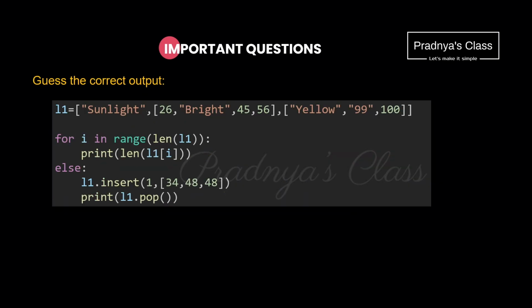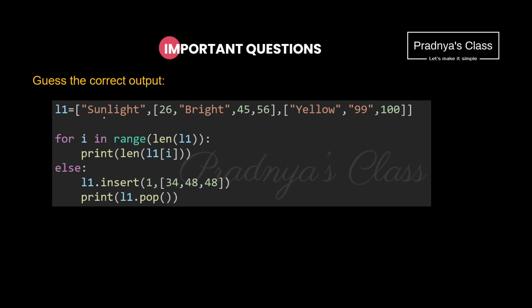It's time to move ahead to the next question. You need to guess the correct output. Pause the video and try it yourself. To solve this type of questions, I would highly recommend you to draw the dry run table. Then it will be very easy to guess the output. Alright, let's try to understand the code.